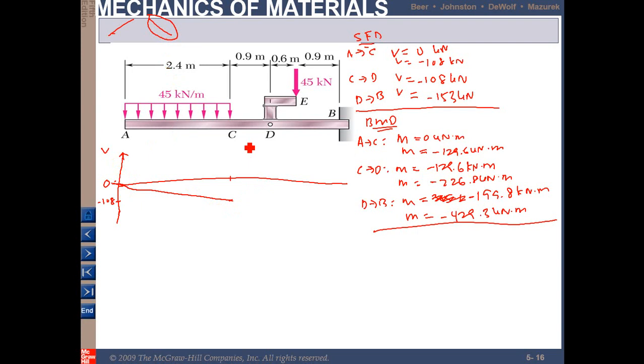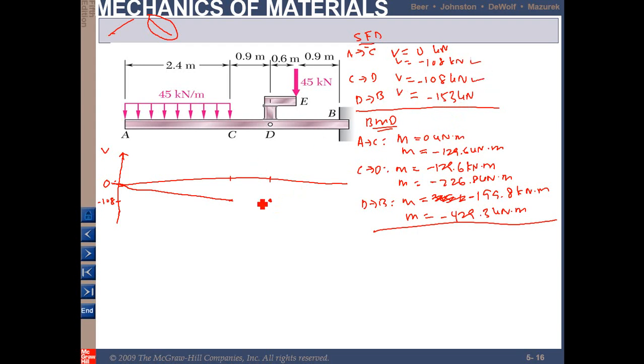And then from C to D, because there is no force acting here, it will be constant. So this is D. So it will be constant. So that's why you also got from C to D this one is also minus 108.